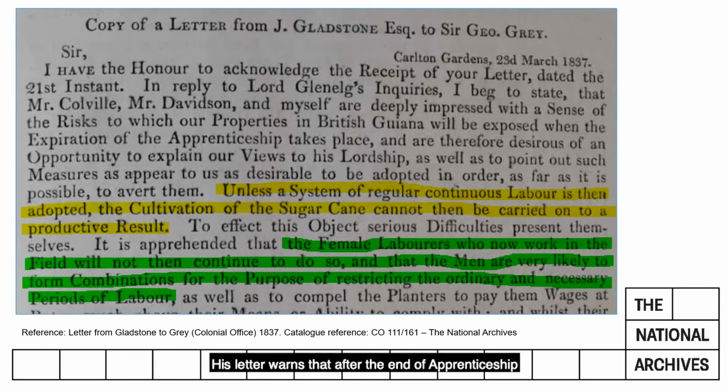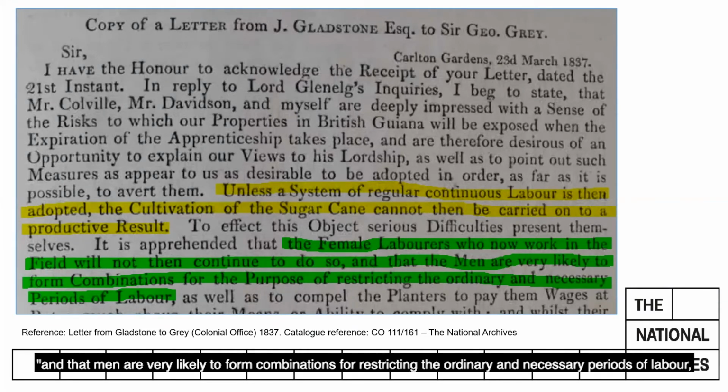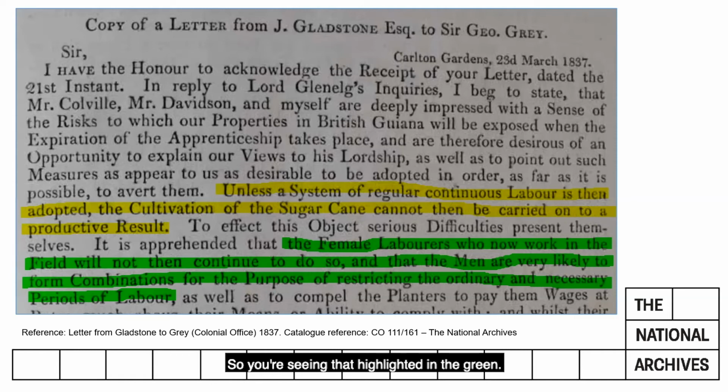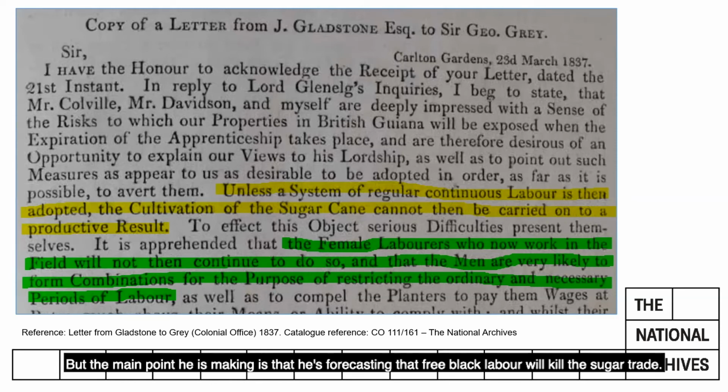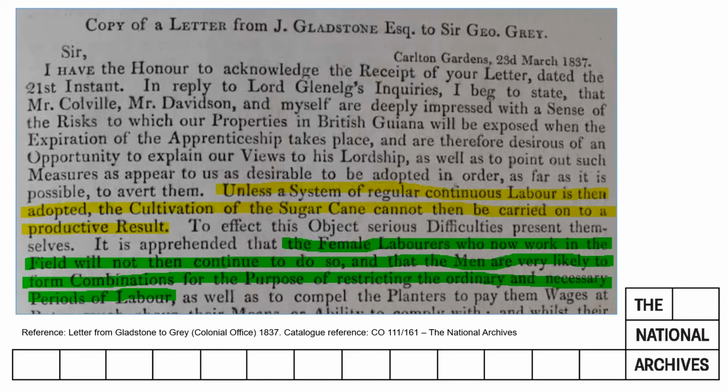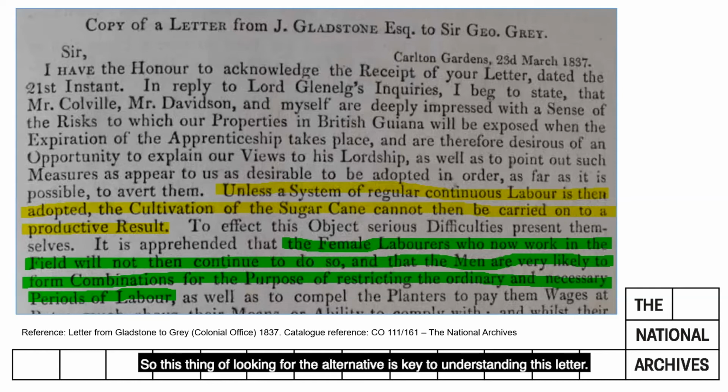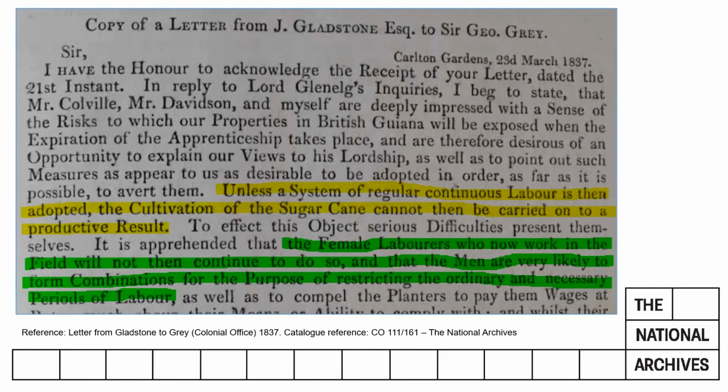His letter warns that after the end of apprenticeship, the female laborers who now work in the field will not continue to do so, and that men are very likely to form combinations for restricting the ordinary and necessary periods of labor, as well as to compel the planters to pay them wages at rates much above their means to comply. So you're seeing that highlighted in the green. But the main point he's making is that he's forecasting that free black labor will kill the sugar trade. So this thing of looking for the alternative is key to understanding this letter.